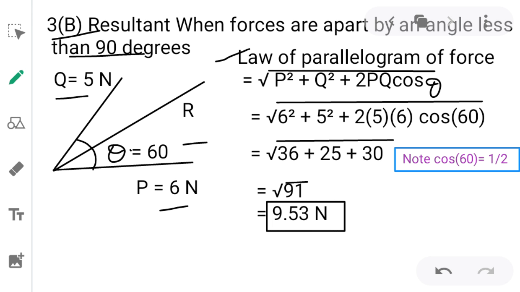Then the resultant force is given by the formula R equals root of P square plus Q square plus 2PQ cos theta. P value 6, square it, 6 square. Q value 5, 5 square. 2 is in the formula. Value of P is 5, value of Q is 6, cos 60 degrees. From the trigonometric table, we know that cos 60 degrees equals 1 by 2. 2 cancels with this 2 and the remaining is only 5 into 6, 30. It becomes 5 square 25, 6 square 36. By adding those, we get root of 91. Root of 91 is 9.53 Newton.